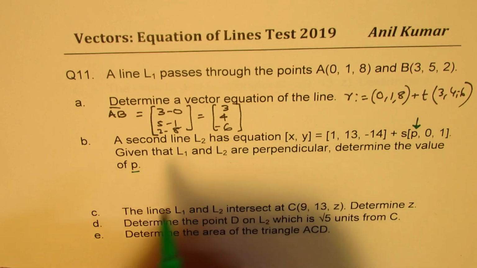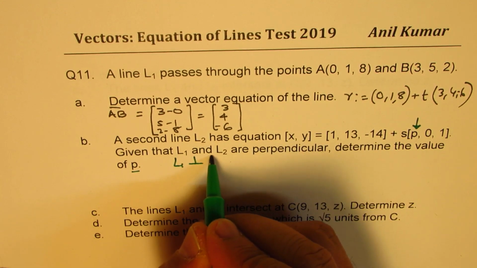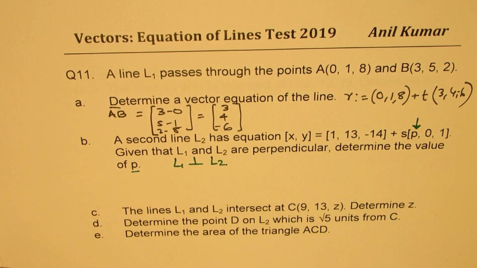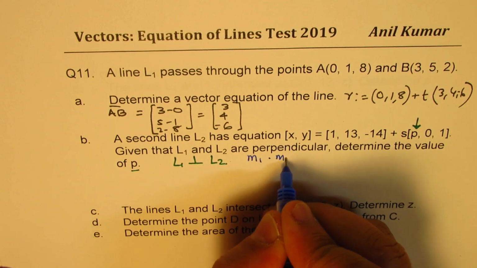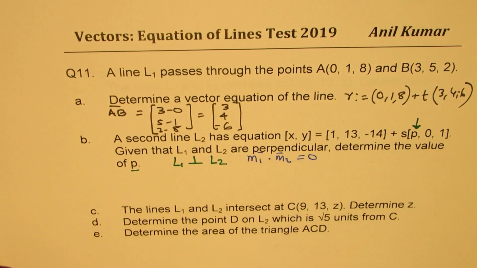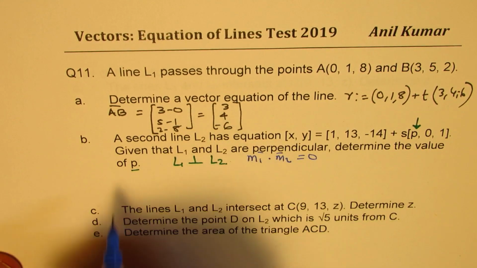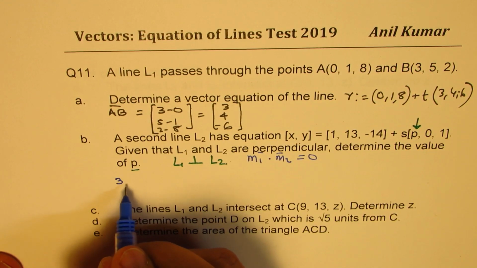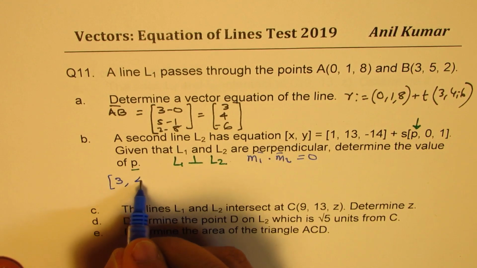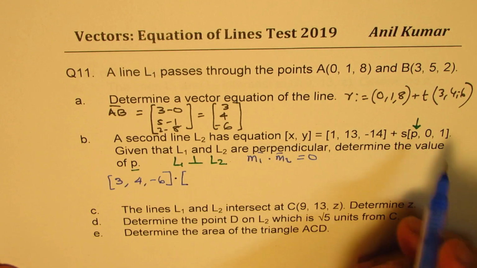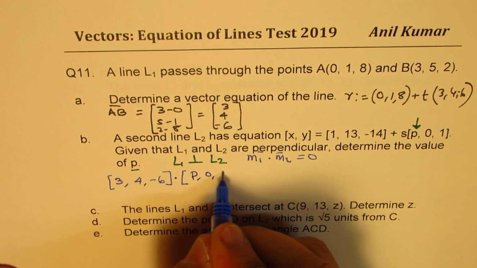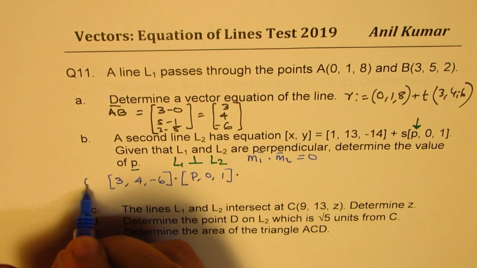We are given that L1 is perpendicular to L2. That means their direction vectors are perpendicular, so m1 dot m2 equals 0. That should help. The direction vector here is 3, 4, minus 6, dotted with p, 0, 1, equals 0.